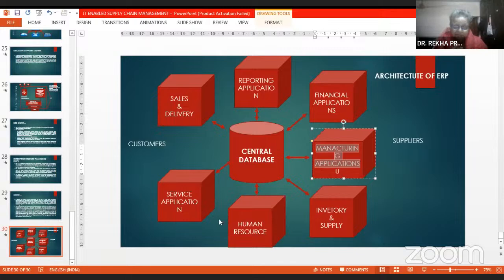And with these information technology tools, we make a successful supply chain integration. Because without the integration, the optimization in the result of the supply chain is not possible.